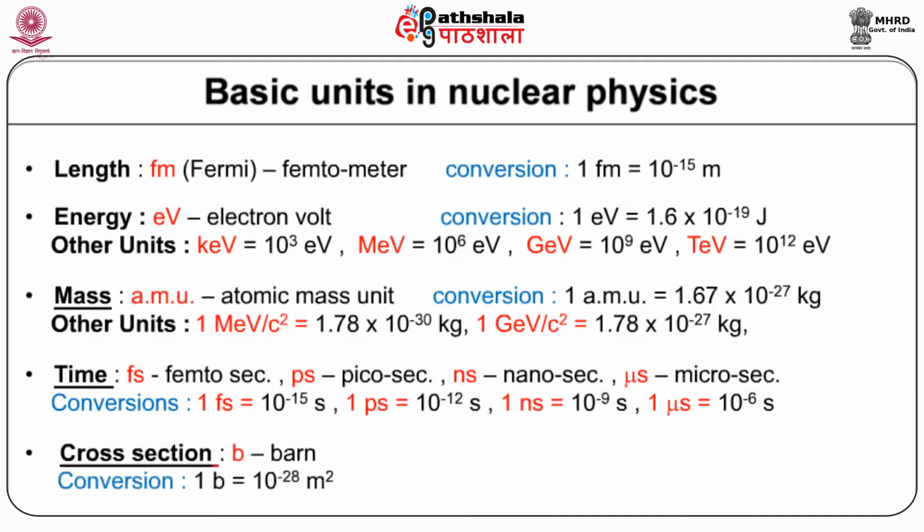Now cross section is defined in terms of a special unit called barn. The conversion formula is 1 barn is equal to 10 to the power minus 28 meter square. So all these units are basic units of nuclear physics, and they are very useful in defining the values of various nuclear properties.